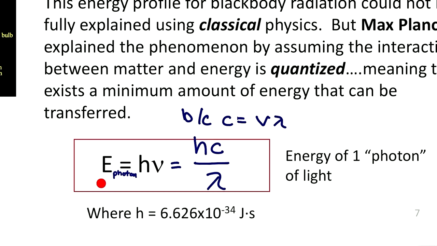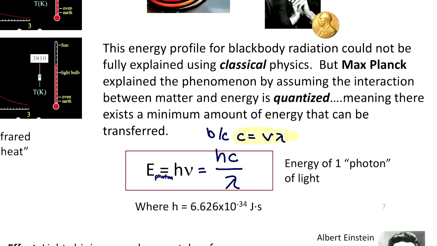So the energy of a photon, meaning a single packet of light, is equal to Planck's constant times its frequency. But because we know that frequency and wavelength are related, we can also rewrite this in terms of wavelength, where the energy of a photon is equal to Planck's constant times the speed of light, over wavelength. So it's here that you can see all of the different relationships between energy, wavelength, and frequency.